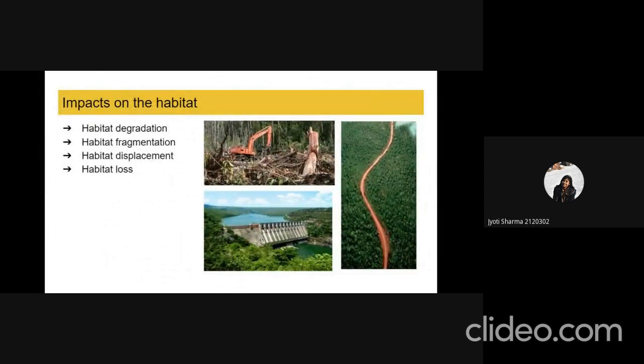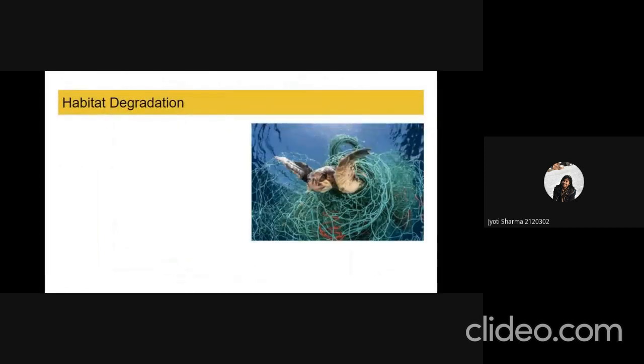Okay, then this is, I think, a very general thing, the impact on the habitat. So we have four kinds of impact on the habitat. The first is habitat degradation, another is fragmentation, displacement, and loss. So let's talk about it one by one.